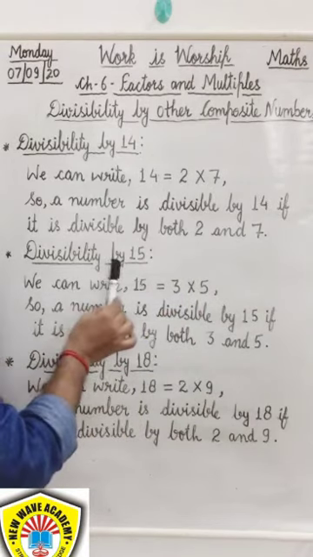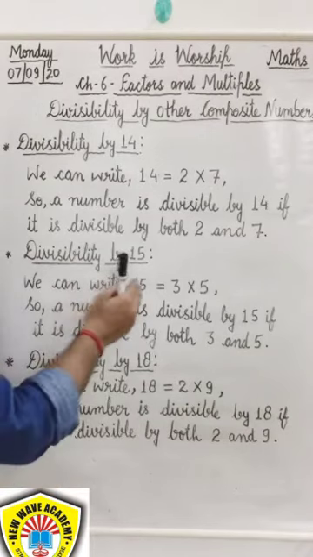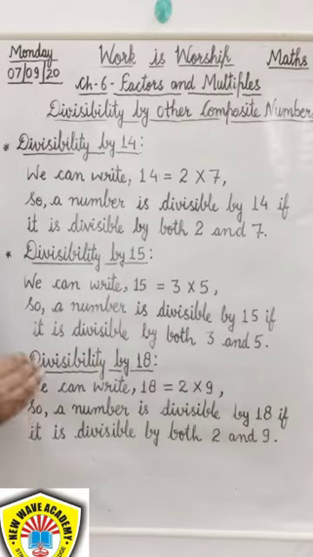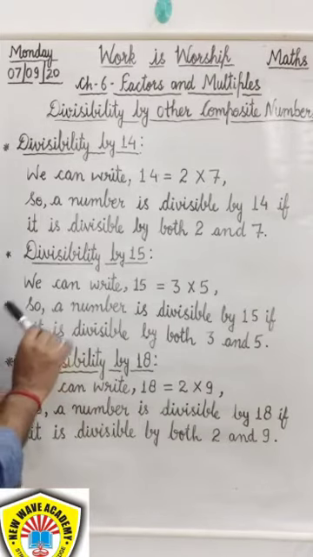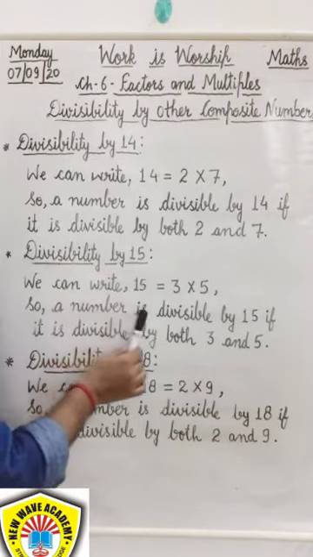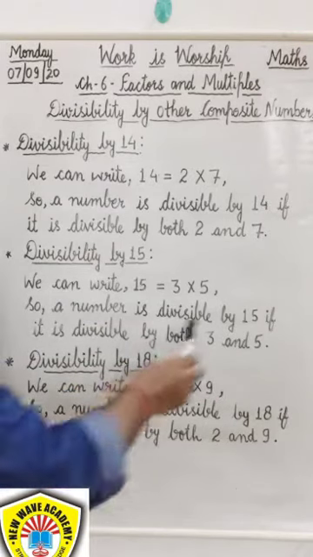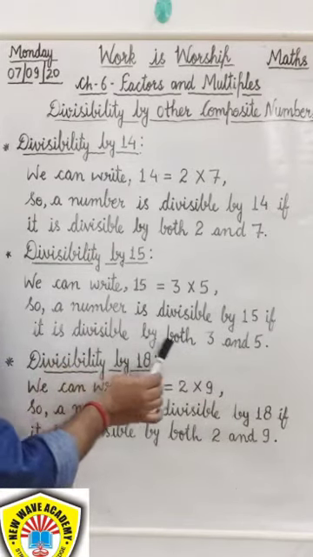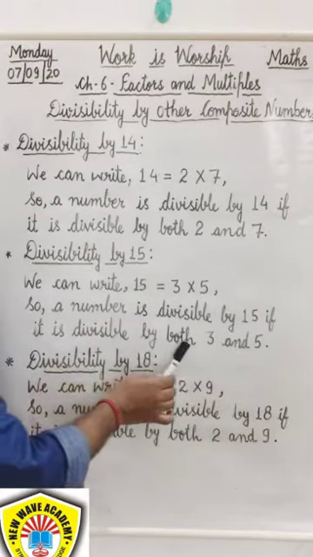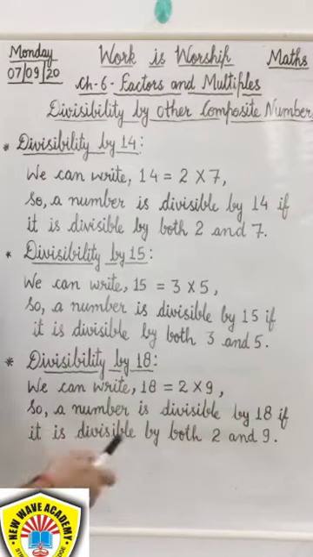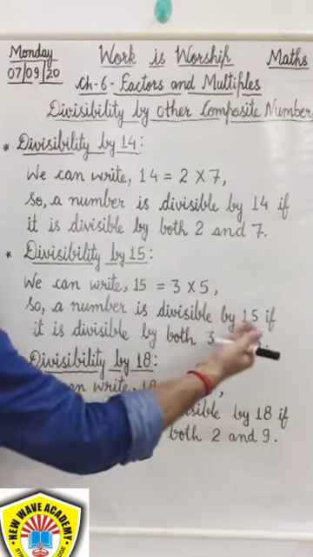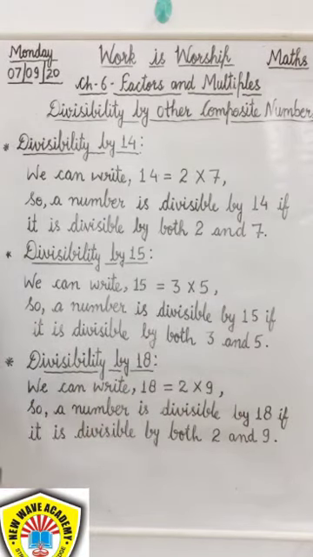Now divisibility by 15. So we can write 15 in the form of 3 into 5. हम 15 को 3 into 5 की फॉर्म में लिख सकते हैं. So the divisibility rule of 15 is a number is divisible by 15 if it is divisible by both 3 and 5. कोई नंबर 15 से तभी divisible होगा, अगर वो 3 और 5 दोनों नंबर से divisible है then the number is exactly divisible by 15. तो वो नंबर 15 से भी exactly divisible होगा.